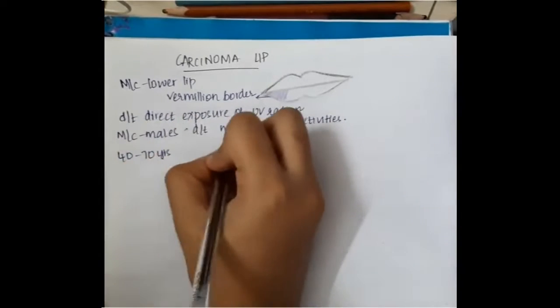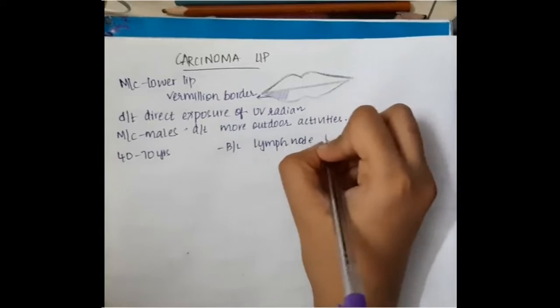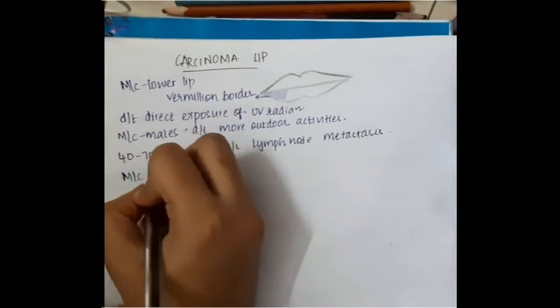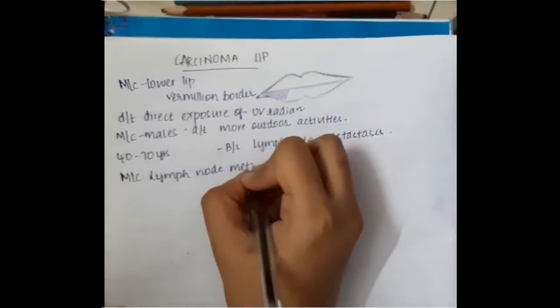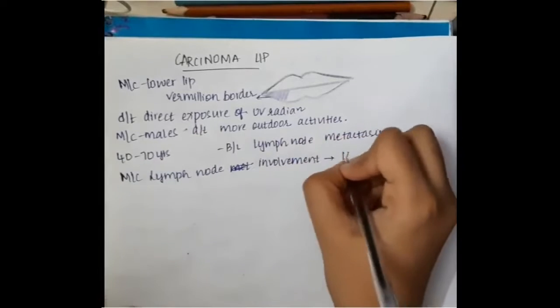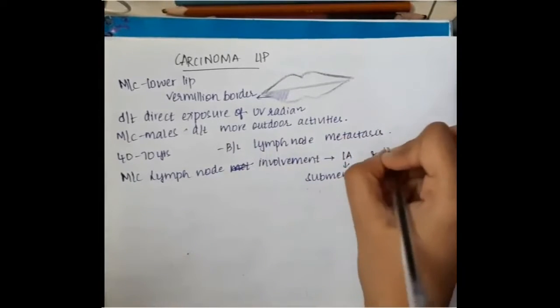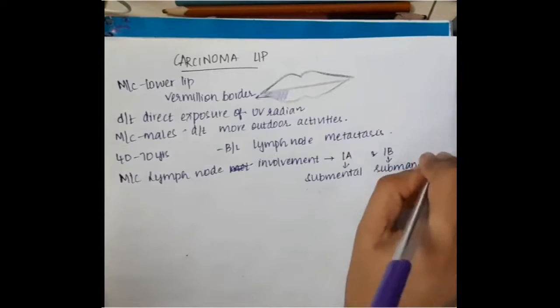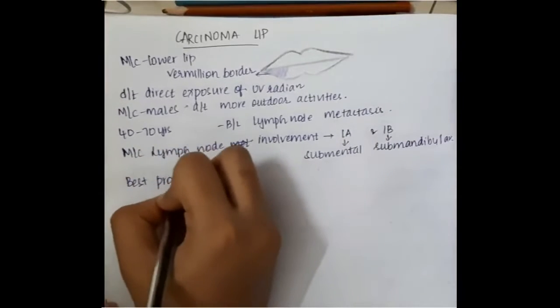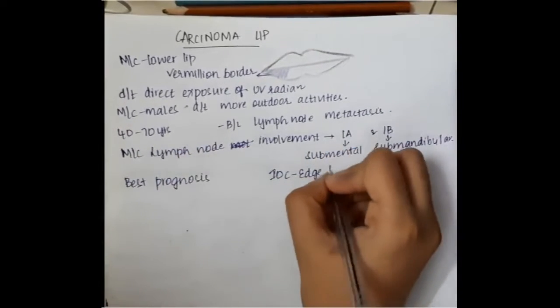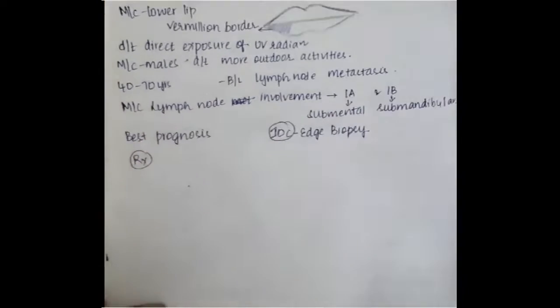It is seen in the 40 to 70 years age group with bilateral lymph node metastasis. The most common lymph node involvement is mainly the submental lymph node, which is 1A, and the submandibular lymph node, which is 1B. This carcinoma lip shows the best prognosis, and the investigation of choice here is edge biopsy.